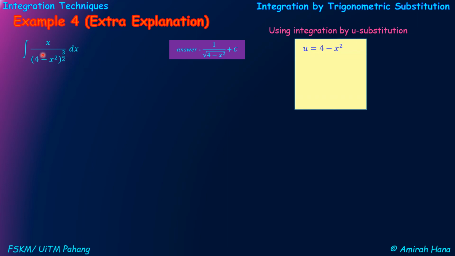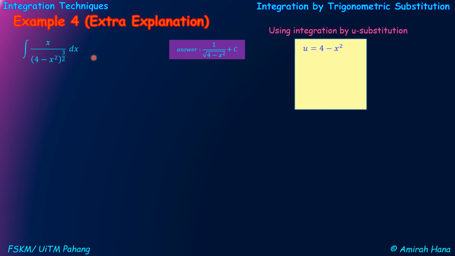Let's say we choose our u equals 4 minus x squared. Why can we try using U-substitution? Because in the numerator, we have x to the power of 1. And in the denominator, in the bracket, we have a term containing x squared, so the highest power of the polynomial in the bracket equals 2. So we can relate it with the derivative, and if we can relate with the derivative, we can try using U-substitution.